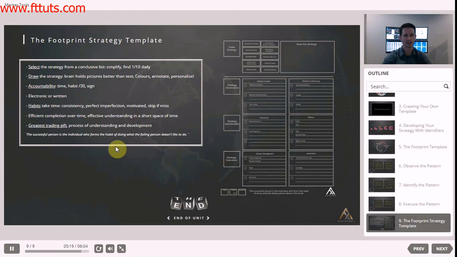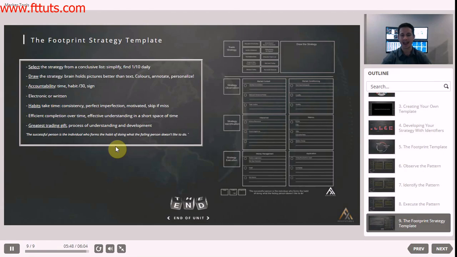And then lastly, just remember, there's a lovely quote at the bottom of that template, and the quote simply says, "The successful person is the individual who forms the habit of doing what the failing person doesn't like to do." Okay, humans don't like to observe themselves. We don't want to fill out forms and write out stuff and bog ourselves down with all sorts of information. All right, so if you are willing to do it, you are going to succeed.